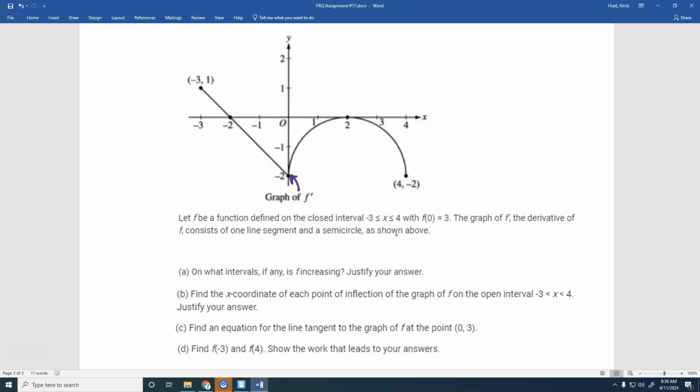Okay? So, how can we tell where f would be increasing? Because we don't have its graph. Where what is positive? Where f prime is positive, where does that happen? -3 to -2. So you would say f is increasing for -3 to -2 because f prime is positive on this interval.